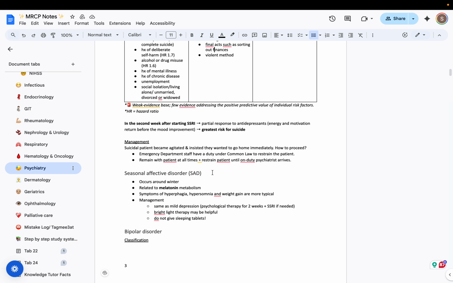Management. There is a duty under common law to restrain the patient. Remain with the patient at all times and restrain the patient until the on-duty psychiatrist arrives.